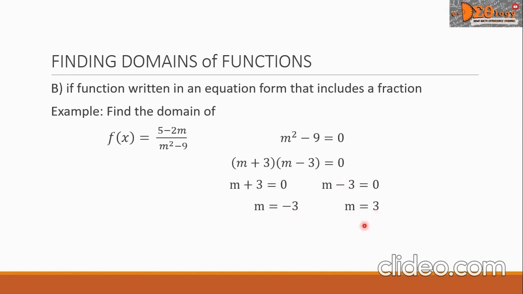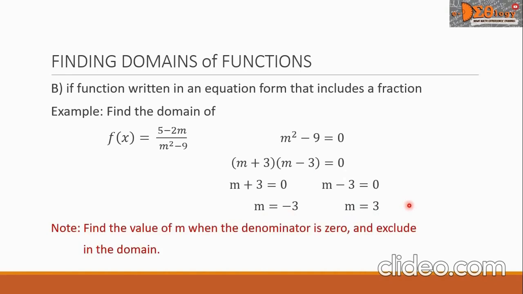So we have now two values for m. The first is negative 3. The second is positive 3. Again, we look for these values of m because these values will make the denominator equal to 0, and we will make sure that we exclude these values from the domain.